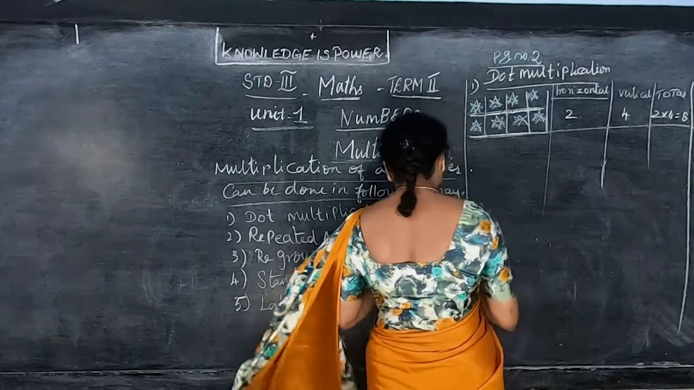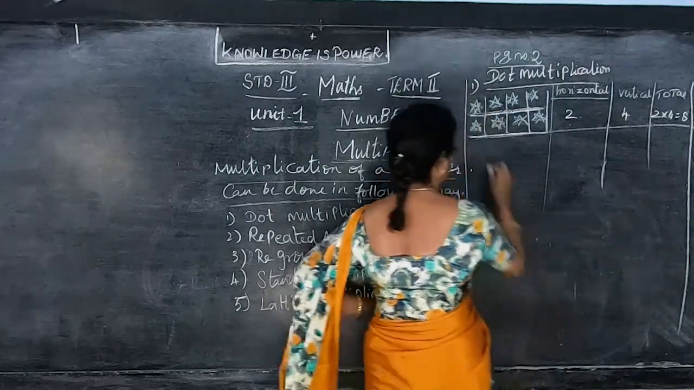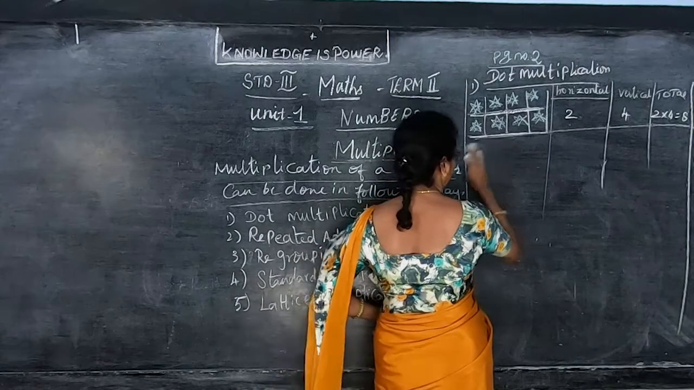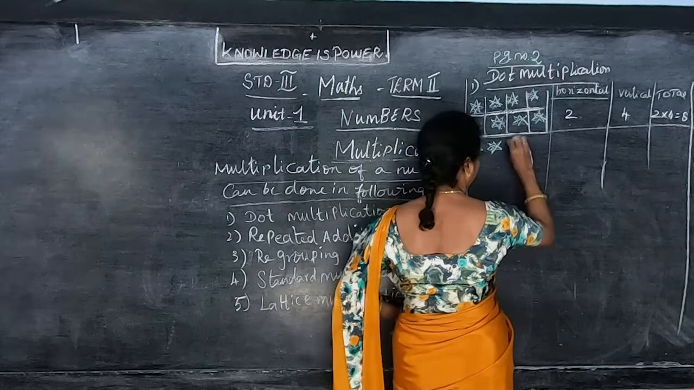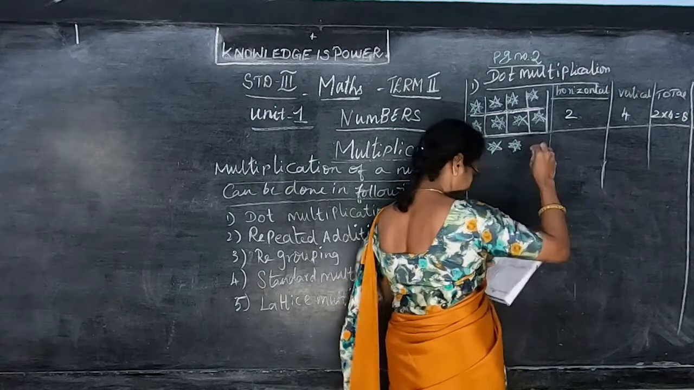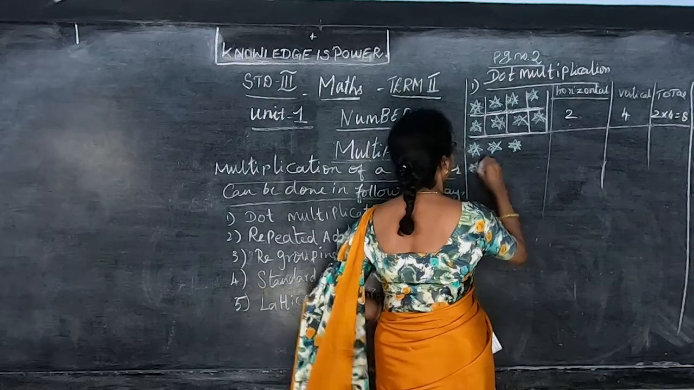Okay, and then the next one, they have given 3 stars. So in this also you have to count and write 3 stars in each row.